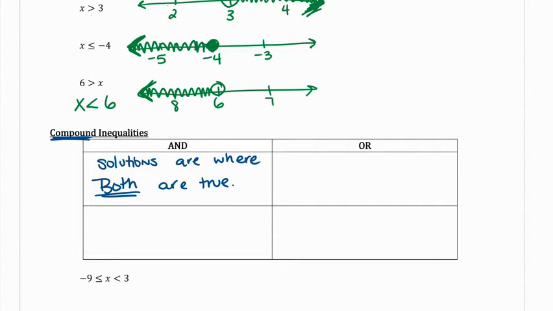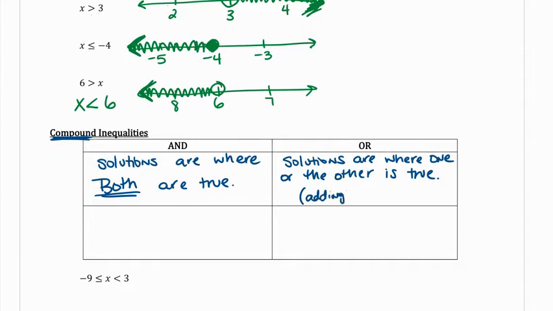Okay. An or inequality is where your solution is one or the other. So solutions are where one or the other is true. Okay. A lot of times we think of this as adding them together, and we'll see, right? So it could be one or it could be the other.